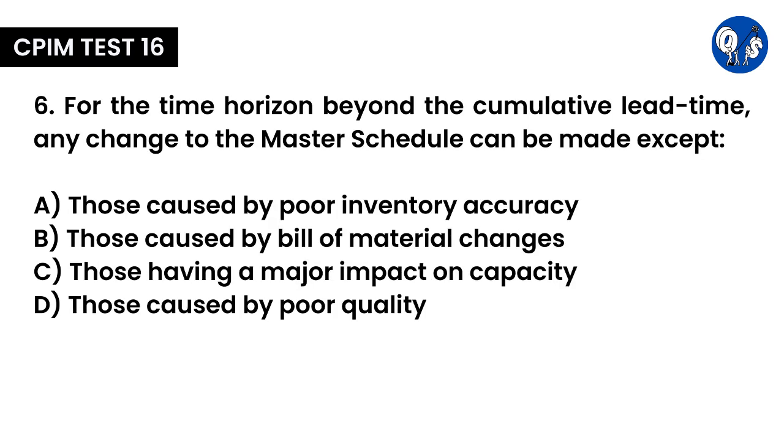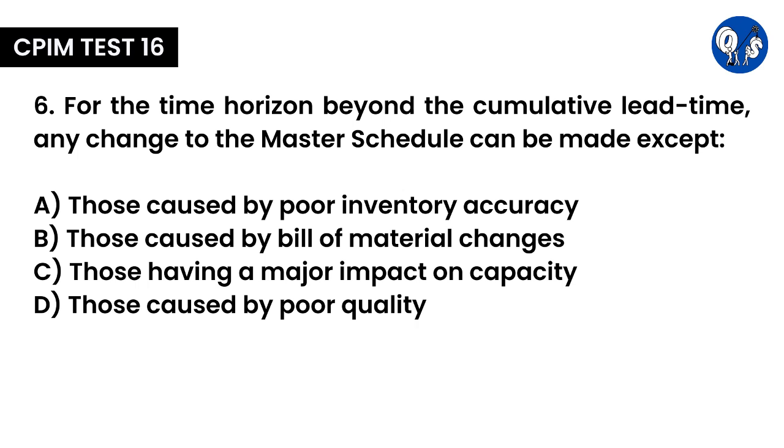Question number 6. For the time horizon beyond the cumulative lead time, any change to the master schedule can be made except A. Those caused by poor inventory accuracy, B. Those caused by bill of material changes, C. Those having a major impact on capacity, D. Those caused by poor quality. Here the correct answer is C.